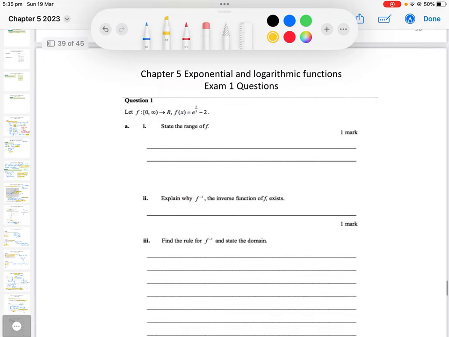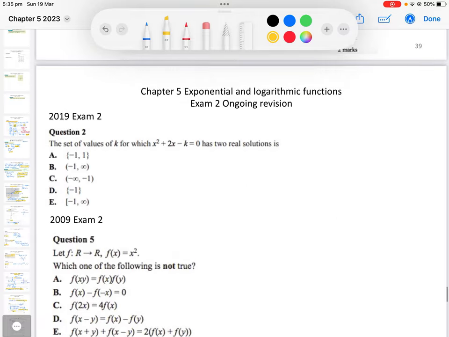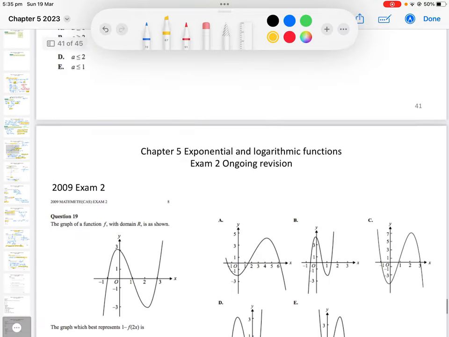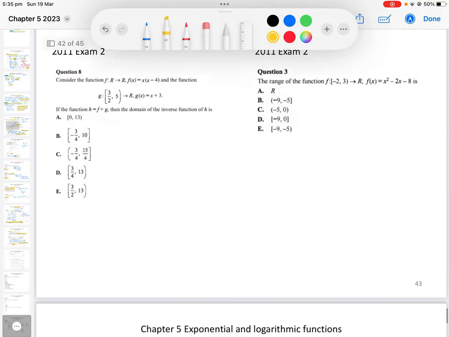I'm going to stop there because I think you can just have a look on the notes and you should be able to get all those answers up. But please, it is very, very important that you work through those questions. It's the most important thing you can do.